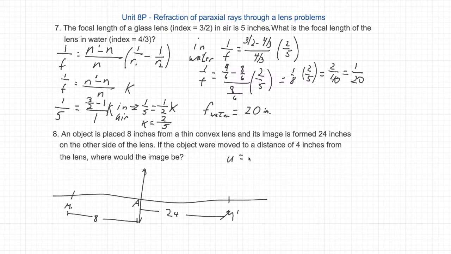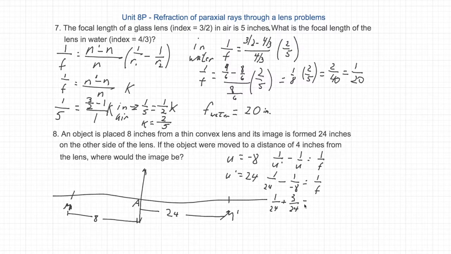In the first case, we have that u equals negative 8, AM, from right to left. U prime is 24, a positive number going from left to right, AM prime. We'll find the focal length by plugging in our object and image distances, using 24 as our common denominator. And we find that the focal length equals 6 inches.